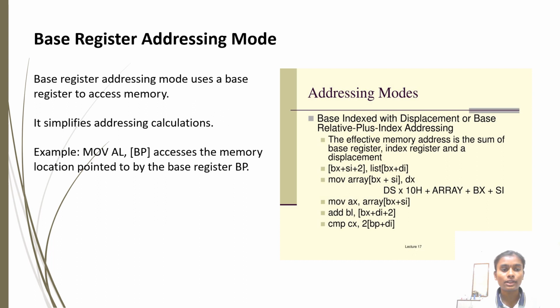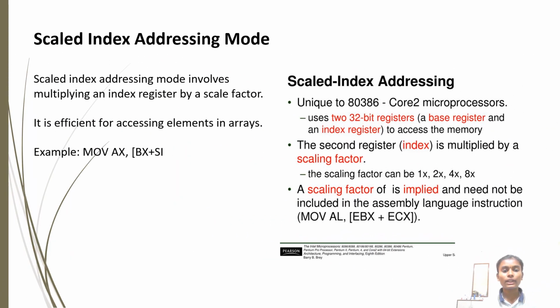Base register addressing mode uses a base register to access memory. It simplifies addressing calculation. Base index with displacement, or base relative plus index addressing, gives an effective memory address that is the sum of a base register, an index register and a displacement. Scaled index addressing mode involves multiplying an index register by a scalar factor. It is efficient for accessing elements in an array.